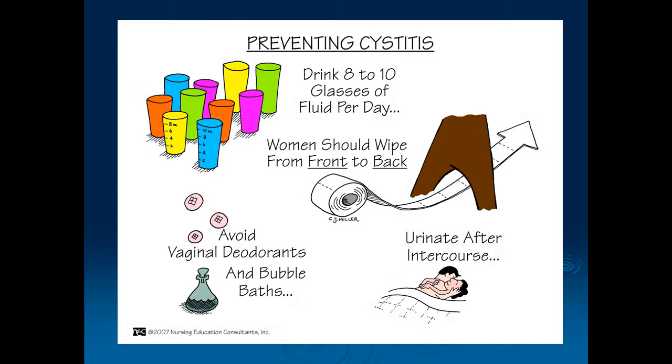I've got this slide right here on preventing cystitis. Drinking 8 to 10 glasses of water a day, so staying hydrated, wiping from the front to the back if it's a female, avoiding any vaginal deodorants, bubble baths. Always urinate after intercourse. That's a good practice. Douches can also contribute to this. And the treatment, typically, if it's an infection, involves an antibiotic.